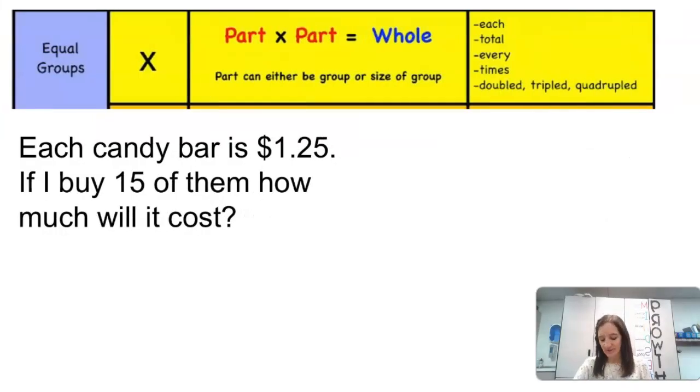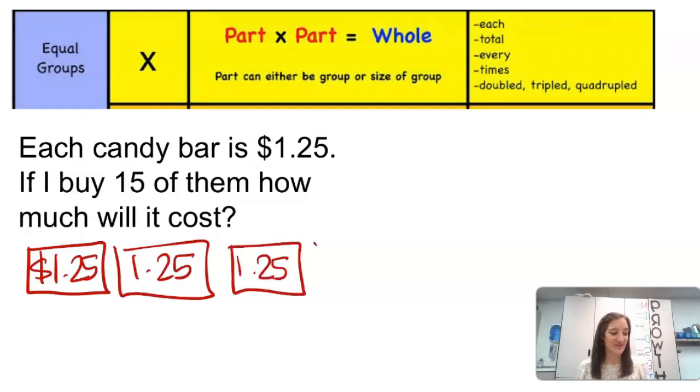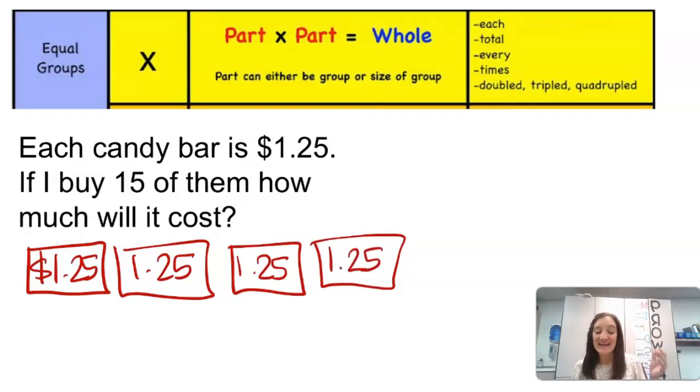So let me give you an example of what I'm talking about. Each candy bar is $1.25. If I buy 15 of them, how much will it cost me? There are kind of 2 ways I could solve this. If I draw a picture and each candy bar is $1.25, and I'm buying 15 of them, then I can go $1.25 plus $1.25 plus $1.25 plus $1.25, right? We could solve it that way. We would just have to add $1.25 15 times. You see how I use the word times? If I'm adding something 15 times, it's probably just easier if I multiply.